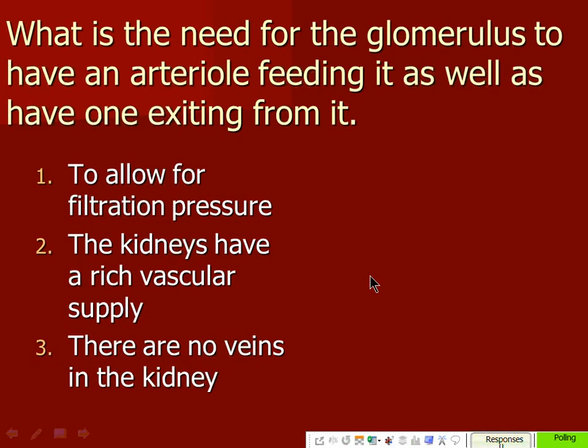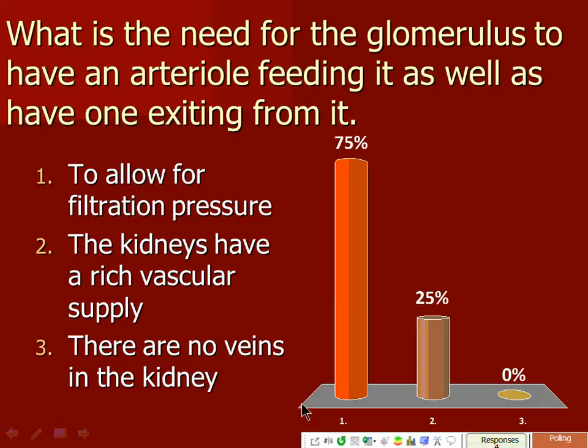Okay, let's answer a few questions. What is the need for the glomerulus to have an arteriole feeding it and one exiting from it? Yes, to allow for filtration pressure.